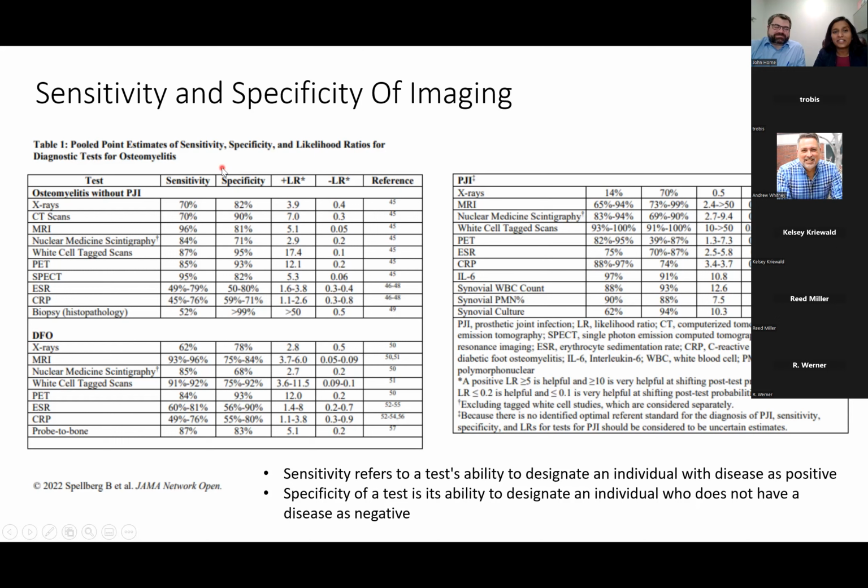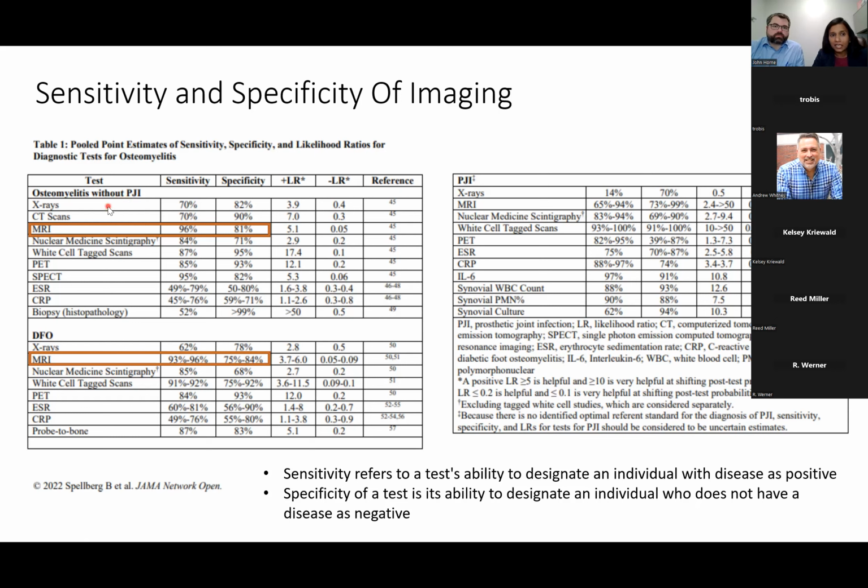Right? So one of the big things we get asked many times is what kind of imaging we should be getting. So, first, osteomyelitis without PJI, prosthetic joint infection. They looked at sensitivity. Sensitivity refers to the ability to say this patient has infection. Specificity means they don't have the infection. So they looked at what imaging or labs can tell you definitively that there is infection.